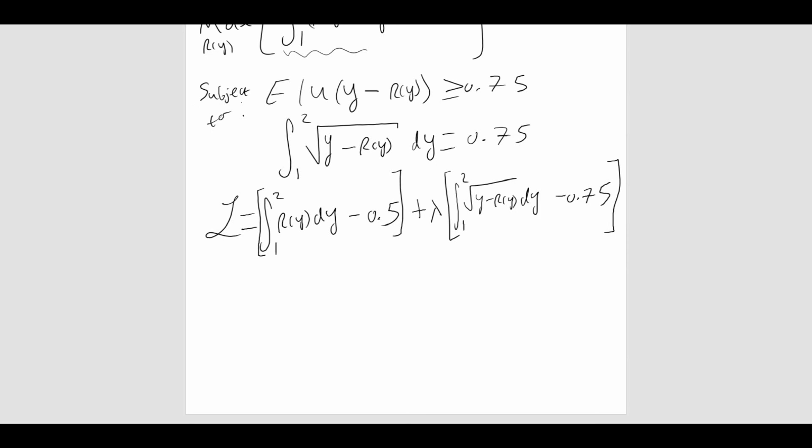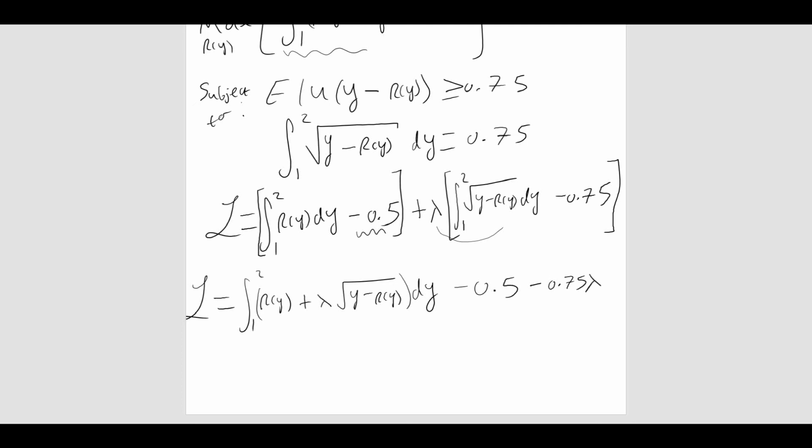So what I'm going to do now is I'm going to do the same trick that I used before, and I'm going to put everything under the same integral sign that I can. So I have integral 1 to 2 of r of y plus lambda times that square root, y minus r of y. Just expanding this, lambda times the first integral, lambda can go inside, dy. That's everything under the integral sign. I have a minus 0.5, which is not under the integral sign. I have lambda times minus 0.75, minus 0.75 lambda. And then I need to do dl by dr.